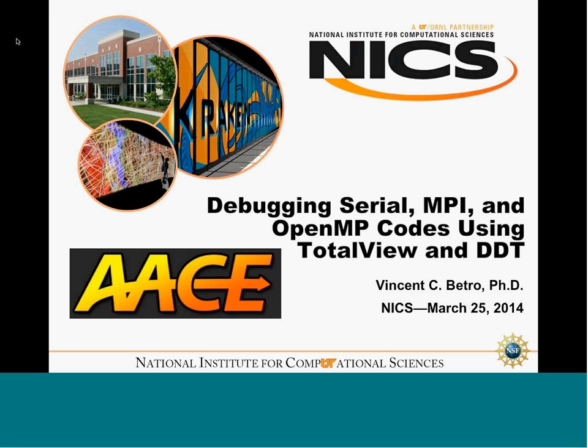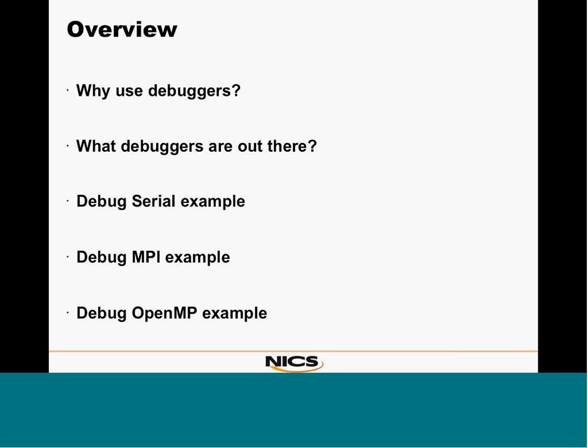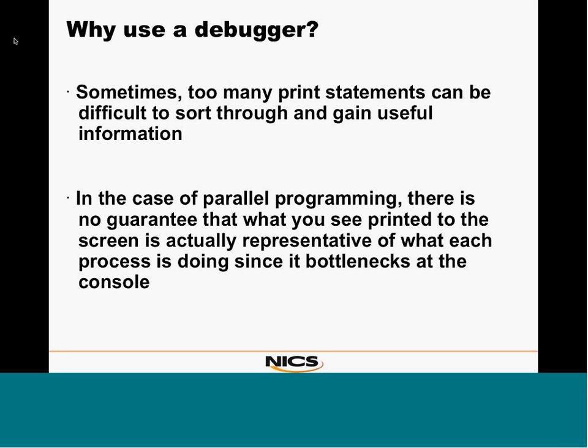We're going to talk a little bit about debugging several different codes, serial, MPI, OpenMP codes, using TotalView and DDT. Those are two of the debuggers we have. So we're going to talk a little bit about why a debugger and do a few examples. This will not be a long presentation, mostly hands-on, quote unquote, my hands-on, your hands-on.